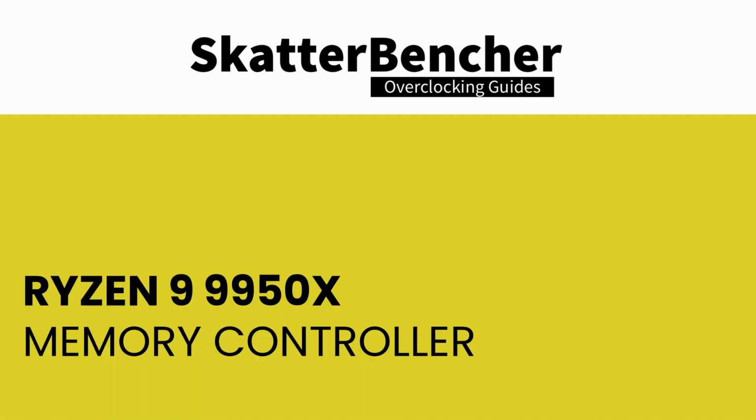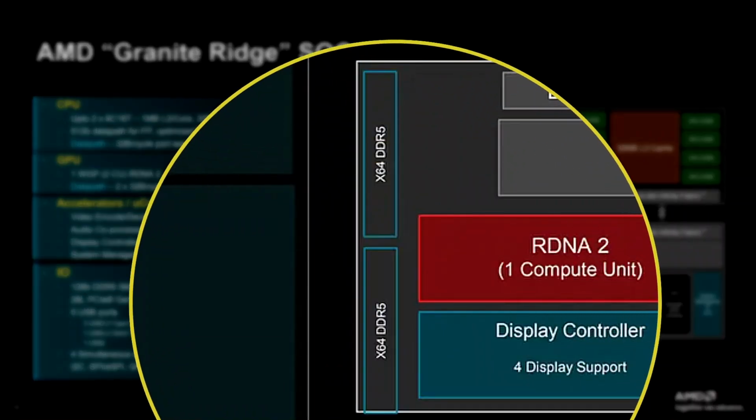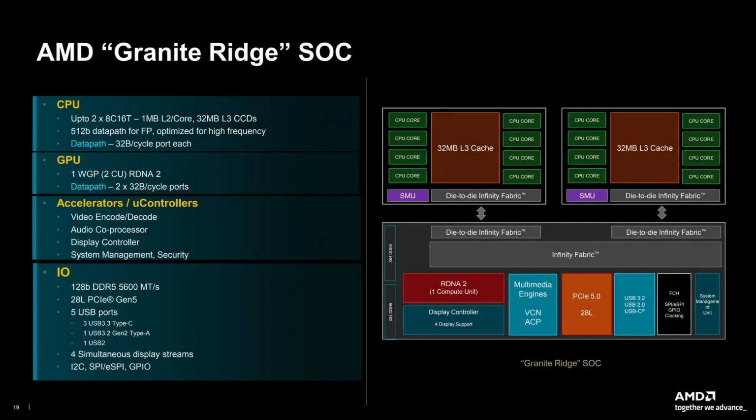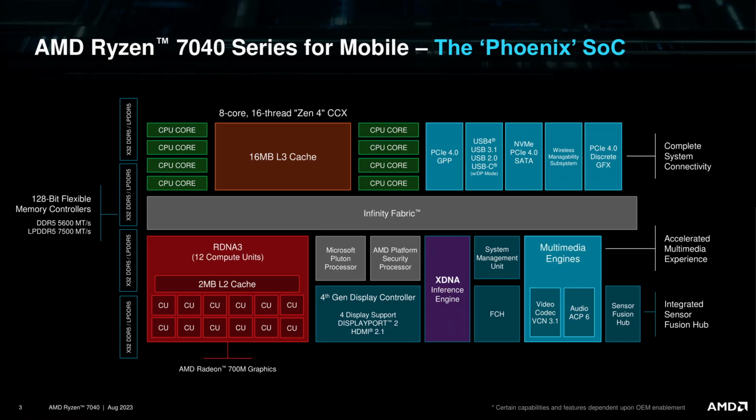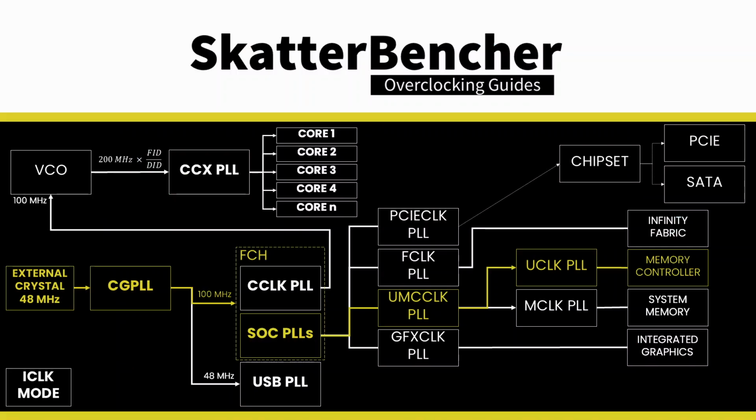AMD Granite Ridge has two DDR5 Unified Memory Controllers, or UMC in short, and each provides two 32-bit memory channels. The memory controllers are located in the I/O die and are identical to the memory controllers on the Ryzen 7000 Raphael processors. Note that the Ryzen 8000 Hawk Point processors actually have a newer memory controller. The Unified Memory Controller Frequency, or U-clock, is derived from the UMC clock, one of the SoC PLLs. The memory controller frequency is tied directly to the system memory frequency.